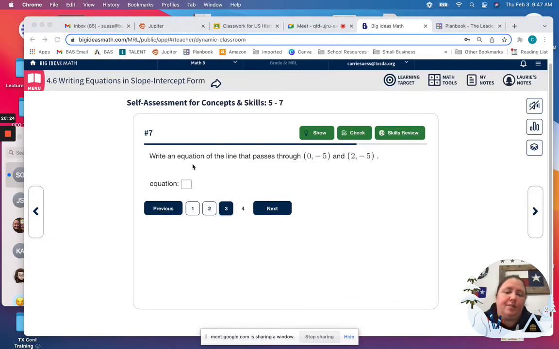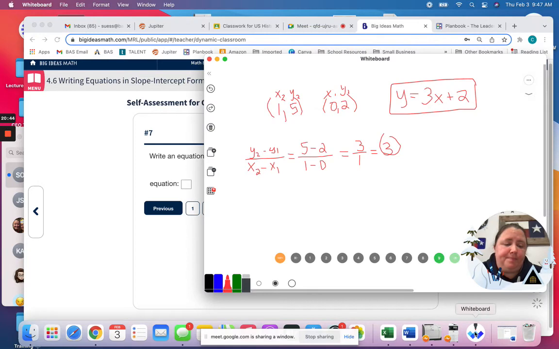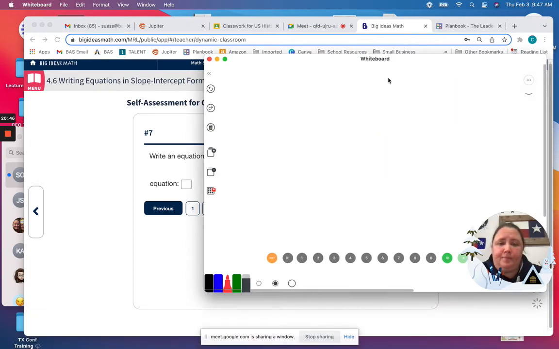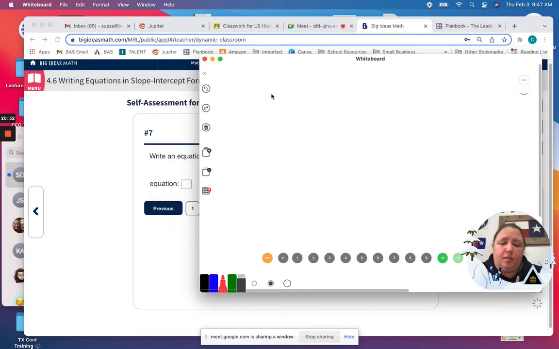Okay, so for number 7, they said write an equation of the line passing through 0, -5, and 2, -5. So we're choosing these 2 points. They've already chosen your points for you, so we're just going to use those. Let me grab my whiteboard. I can't see the points because of my whiteboard. Would somebody read the 2 points to me? 0, -5, and 2, -5.